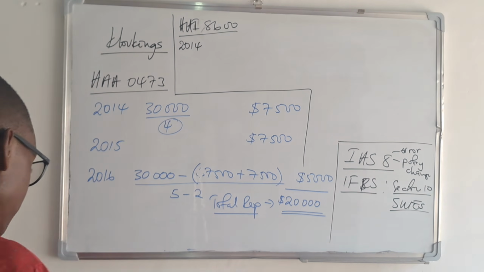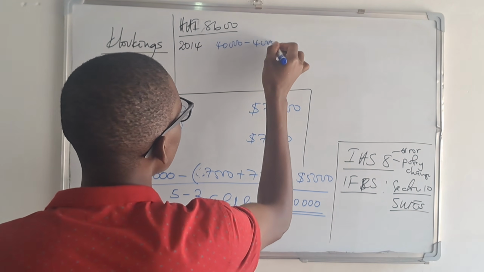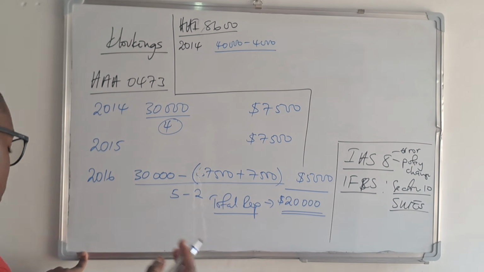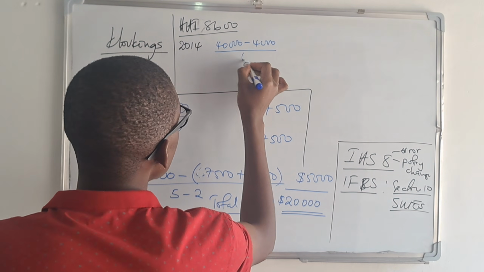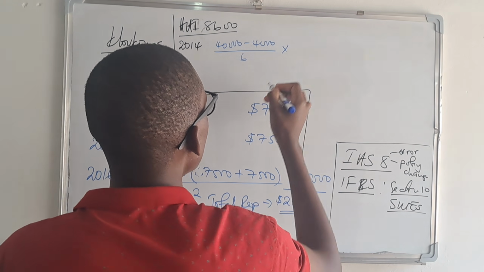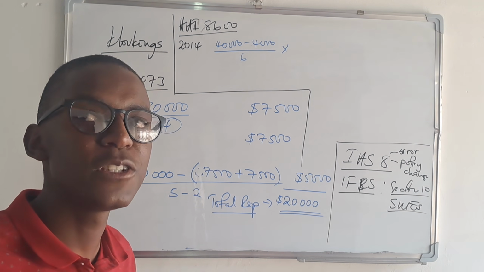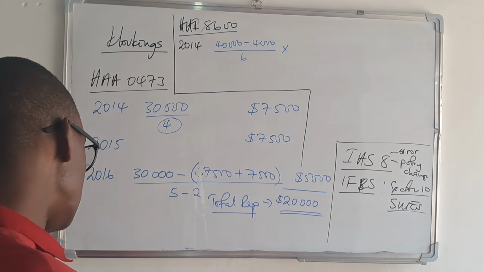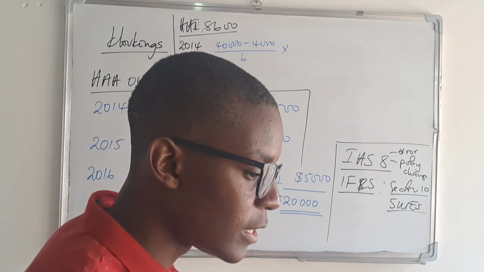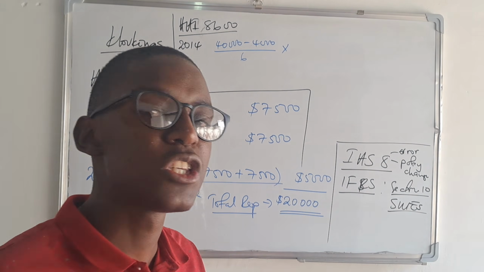So for 2014, you are going to record 40,000, the cost, minus the residual value of 4,000, over the estimated useful life of 6 years. But you are going to multiply. Why are you going to multiply? Remember that this question did not highlight that you are going to use per each month of ownership. But you need to know that if you are not told, you record it as 1 September 2014, the period it was bought, the date of purchase, till the end of the year.